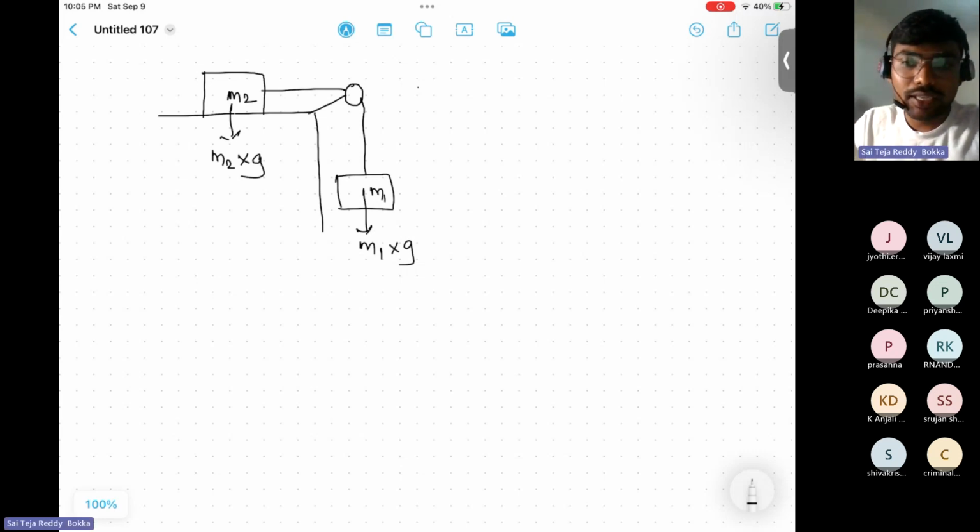So if they have given this type of questions, how do we solve them, how do we find the acceleration and how do we find the tension?